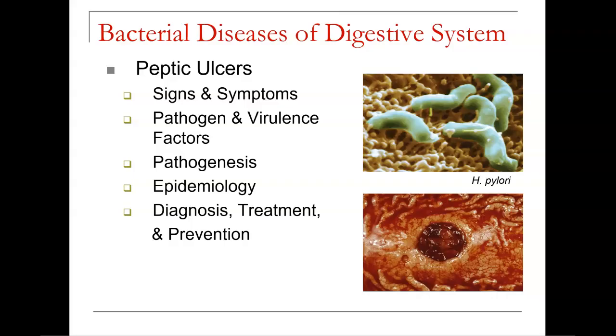It's going to have a virulence factor using its flagella, adhesion, and urease, which is going to be an enzyme. The pathogenesis is the bacteria is going to burrow into the stomach lining, allowing the entry of stomach acid, which can dissolve the lining, creating a hole called perforation. With that perforation, that's what's going to cause the bleeding.